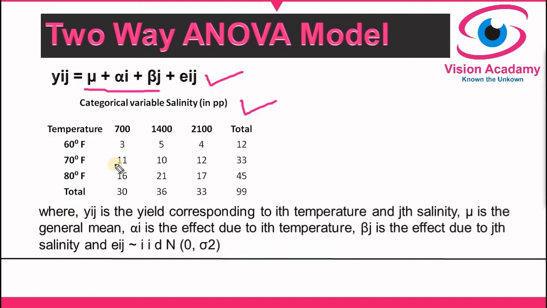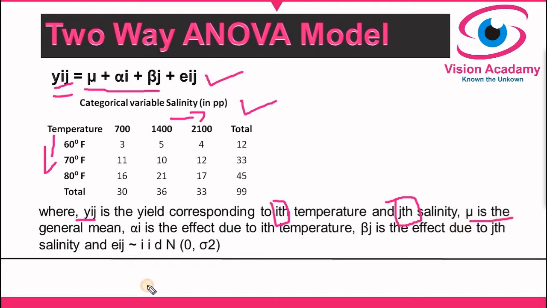In this case, Yij is the yield corresponding to the ith temperature and jth salinity. So Yij is the whole result of the ith temperature, where the ith temperature indicates this value, and the jth salinity. So the complete result of the ith temperature and jth salinity, which means the complete result of the two factors, is Yij.